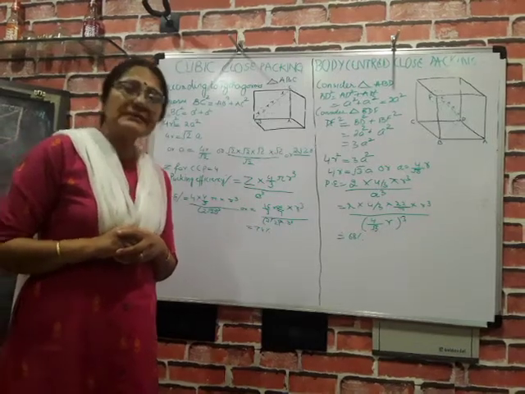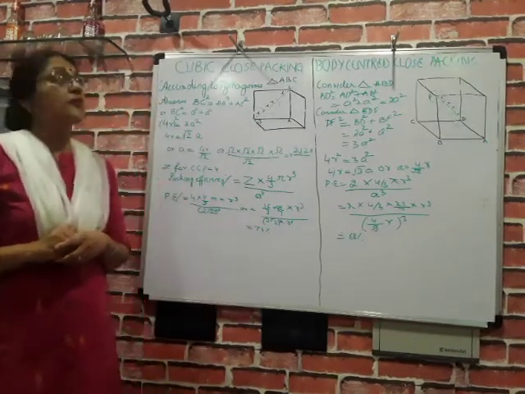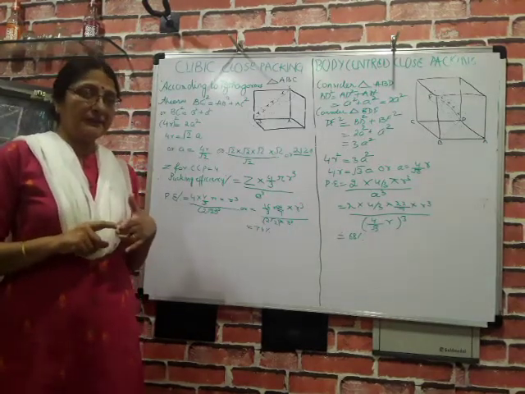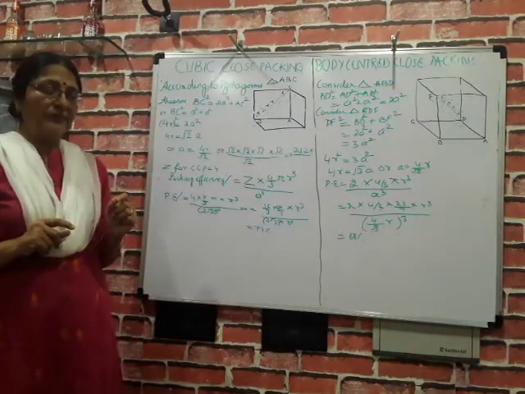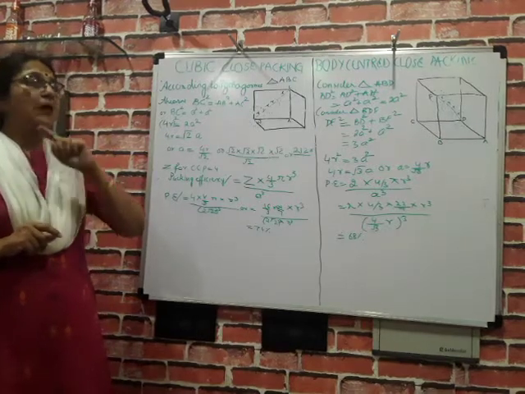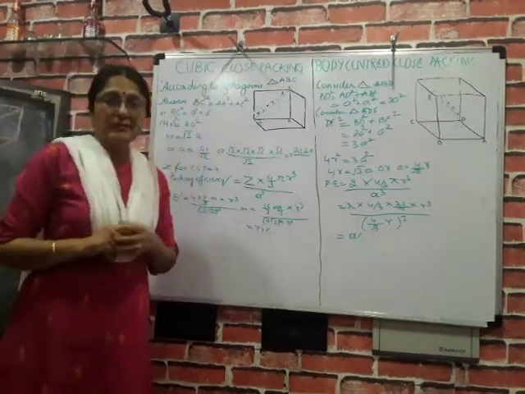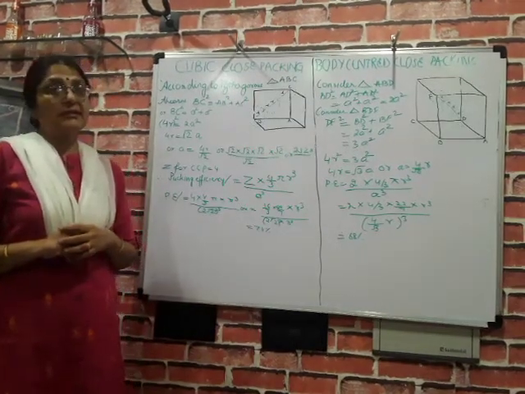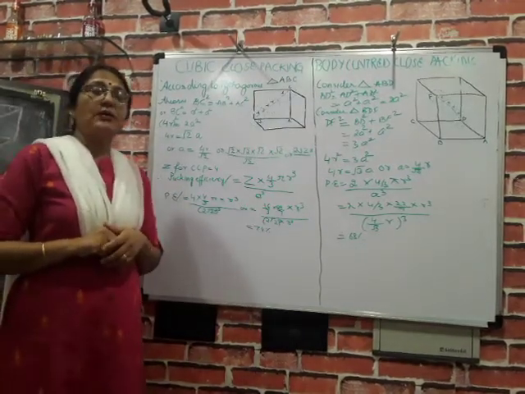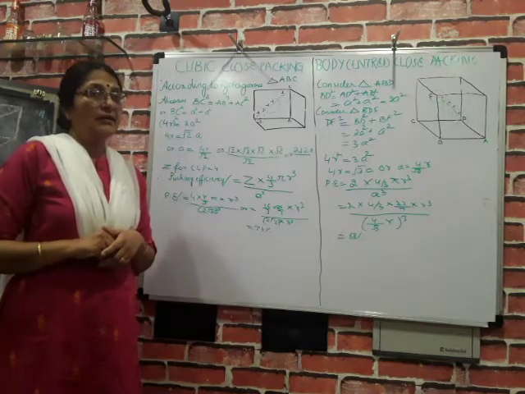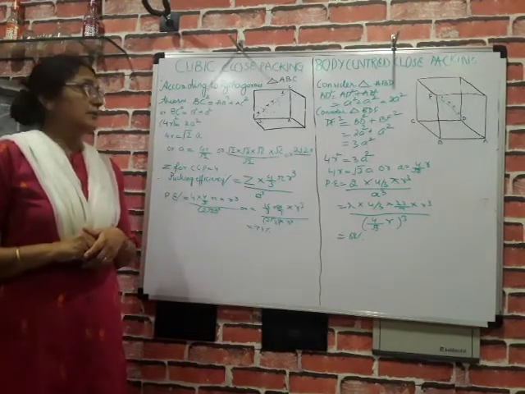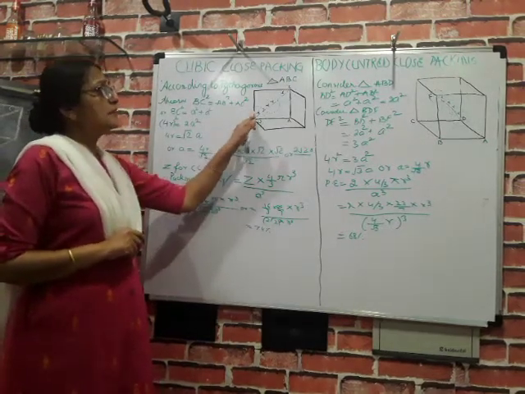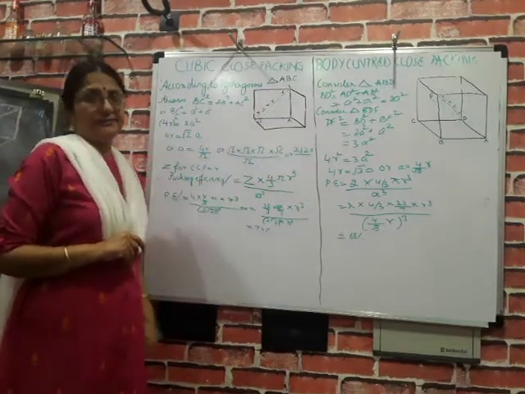Now, first I will talk about cubic close packing. In cubic close packing, we have 8 particles at the 8 corners of the cube. In addition to 8, 6 particles on each face. Now, I will show you a face, the front face.